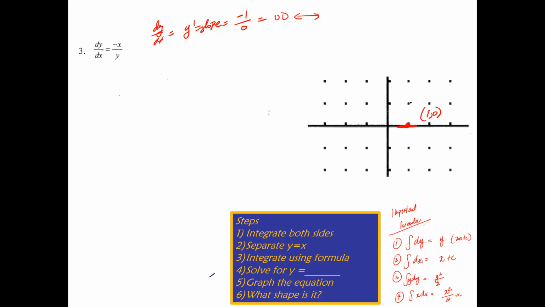Now picking the second point, this one right here, let's do a 1, 1. So your slope is going to be a -1 over 1, which is a -1. So at this point here, it looks like that.